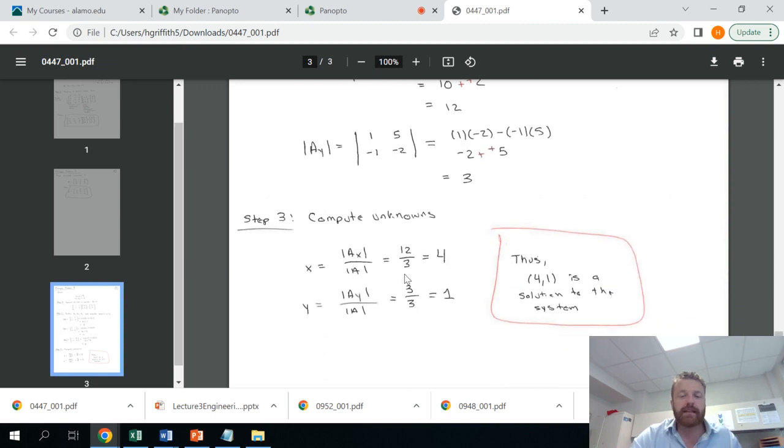Now, how do you actually find the two unknowns, x and y? Well, remember back to the formula from the module. x is nothing more than the ratio of the determinant of AX to the determinant of A. That's just 12 divided by 3, which is 4. In a similar fashion, y is the determinant of AY divided by the determinant of A. 3 divided by 3 is just 1.